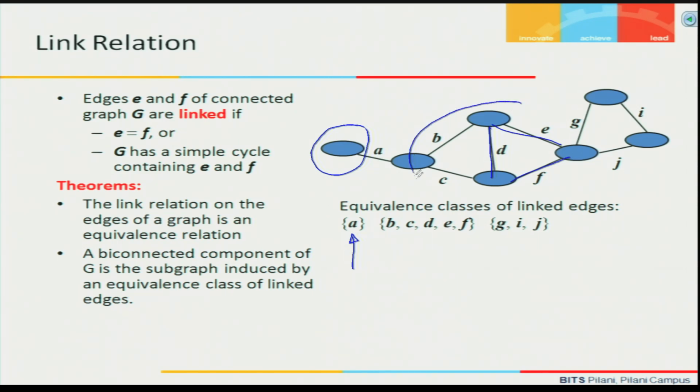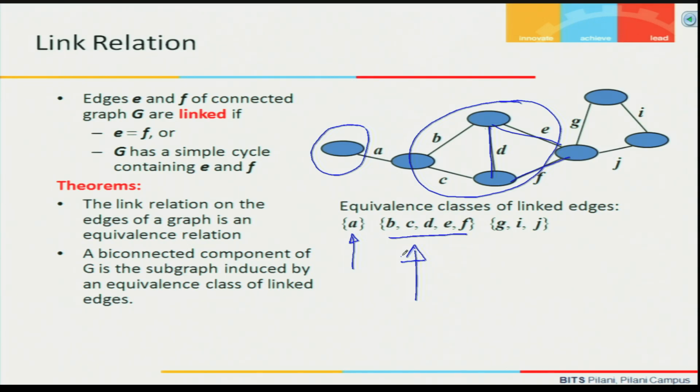Similarly, all these edges here are going to be part of one equivalence class. We see that B, C, D is a simple cycle, B, C, F, E is also a simple cycle, and similarly D, E, F is also. So, all of these are going to be related to each other. So, we can see that B is related to C, or D is related to E, or F is related to E. So, all the edges in this particular class are related to each other.